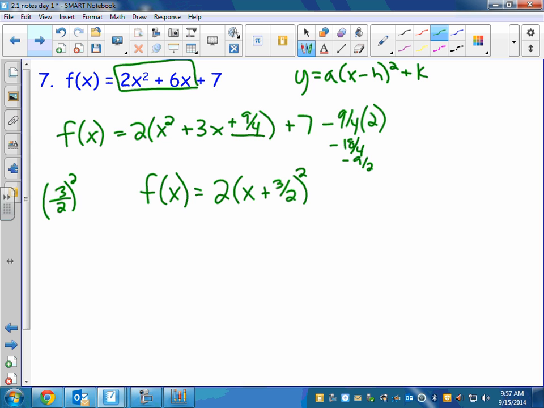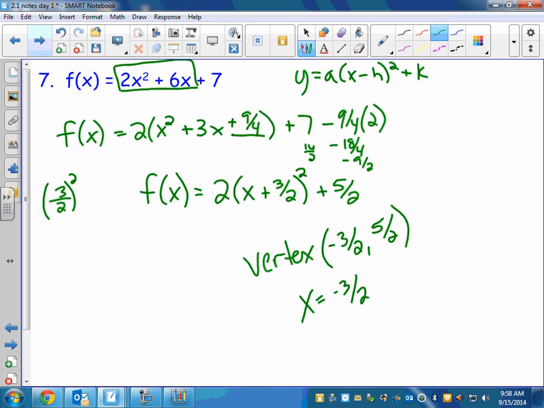So 7 minus 9 halves would be 5 halves. Or 2.5. I'm okay if you use decimals because they work out nicely. A little bit uglier to deal with, but you know, probably you're going to see one of those in your homework, maybe see one on a test in the future. The vertex here, again, is h and k, so you would have to take negative 3 halves and 5 halves, and the axis of symmetry is negative 3 halves.